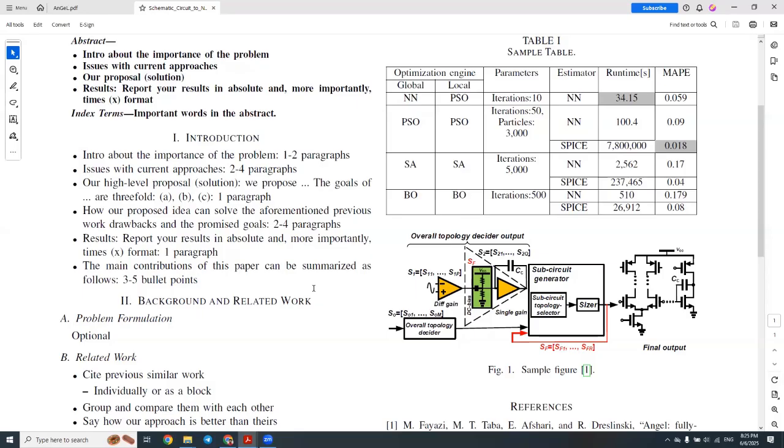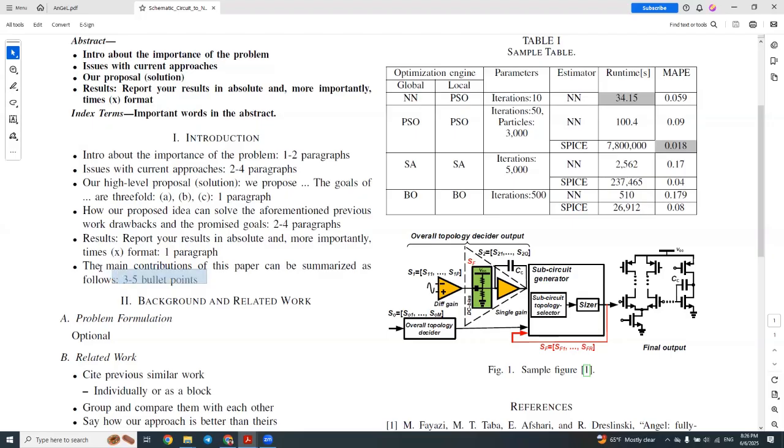Okay, if you cannot think of more than 2 bullet points, that means your work doesn't have enough material to publish. If your main contributions are more than 5 bullet points, it means that you should divide that. There are many materials here, so you need to divide this submission into 2 different submissions. You can have 2 papers out of it.